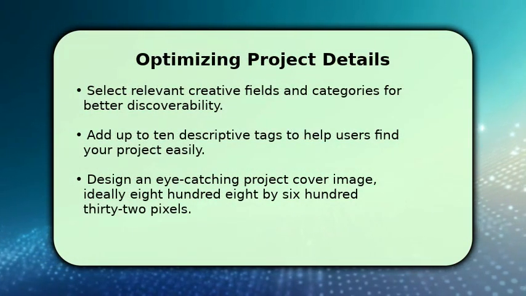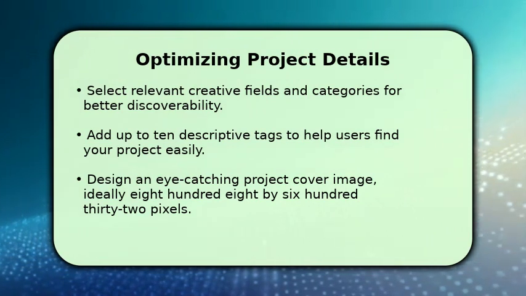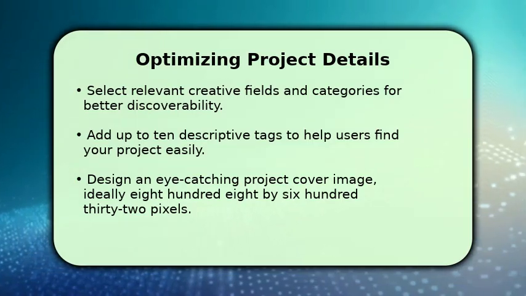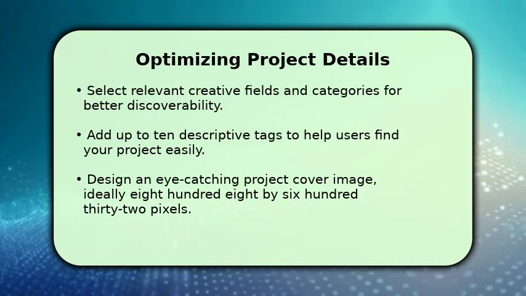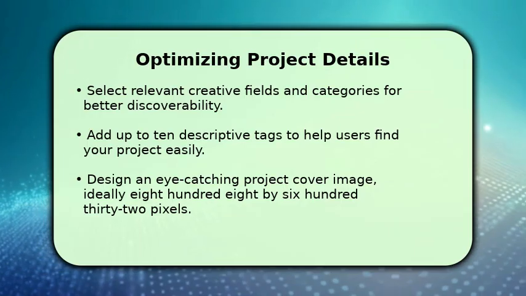Optimizing your project details is crucial for reaching a wider audience. Carefully select the most appropriate creative fields and categories that accurately represent your work. This helps Behance's algorithm suggest your project to interested viewers. Add up to 10 relevant tags or keywords to further improve searchability.